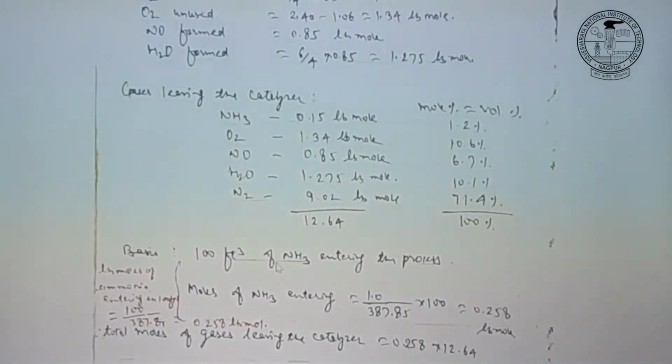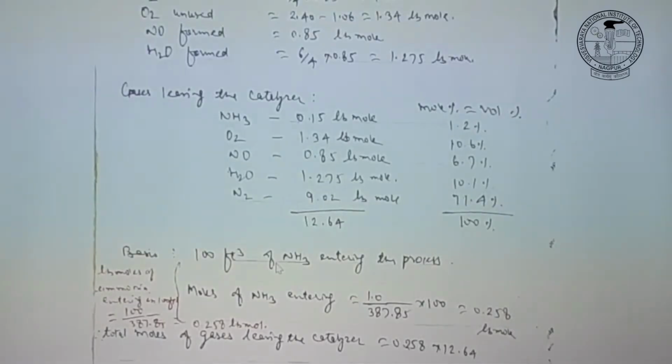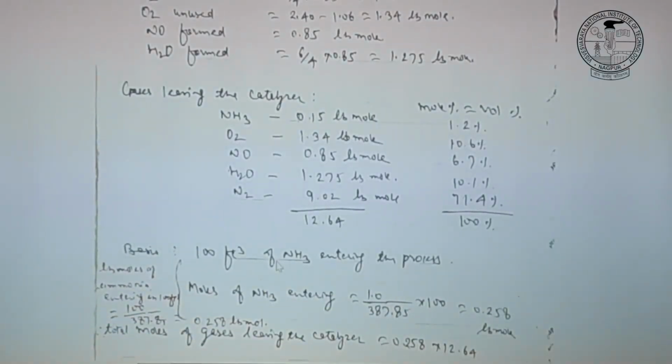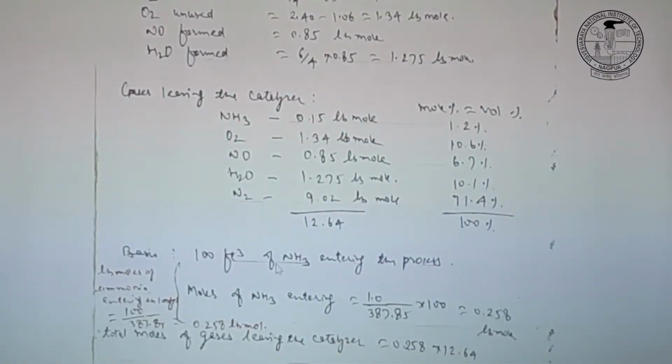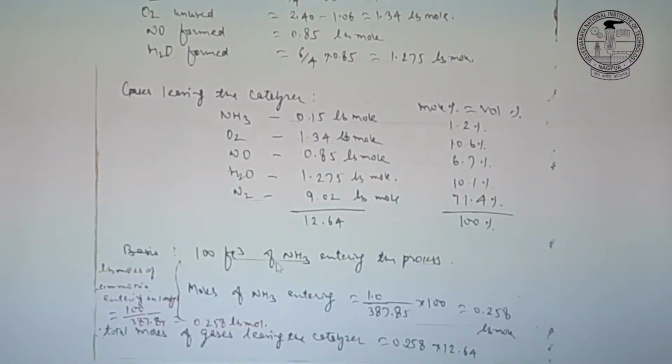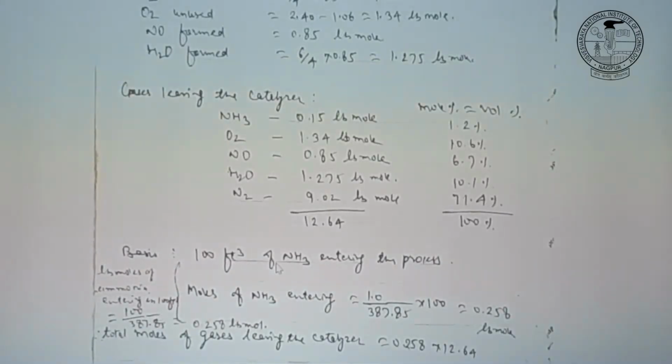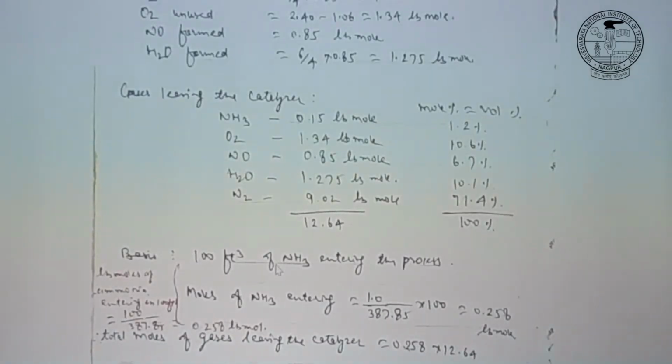Gases leaving the catalyzer: ammonia 0.15 lb mole, O2 1.34 lb mole, NO 0.85, H2O 1.275 lb mole, and nitrogen as it is, 9.02 lb mole. So everything we have summarized, and then you can find out the composition. Molar composition will equal volume composition for gases. So the composition of entering gas in the previous part and the composition of leaving gas in this part we have completed.